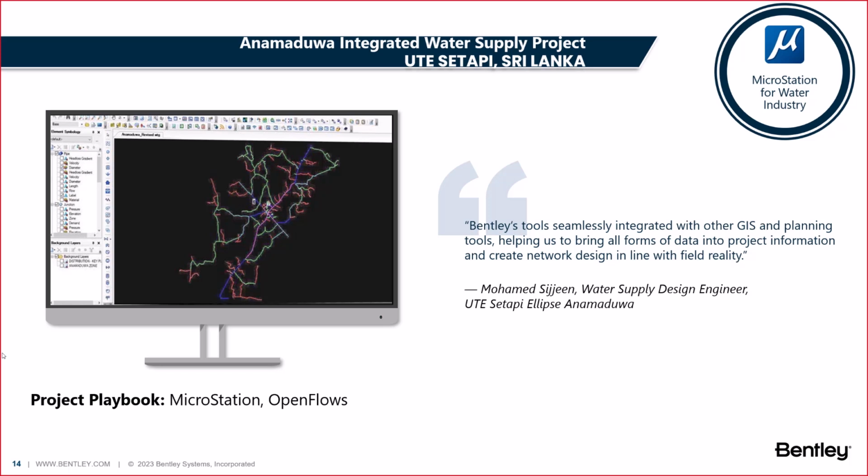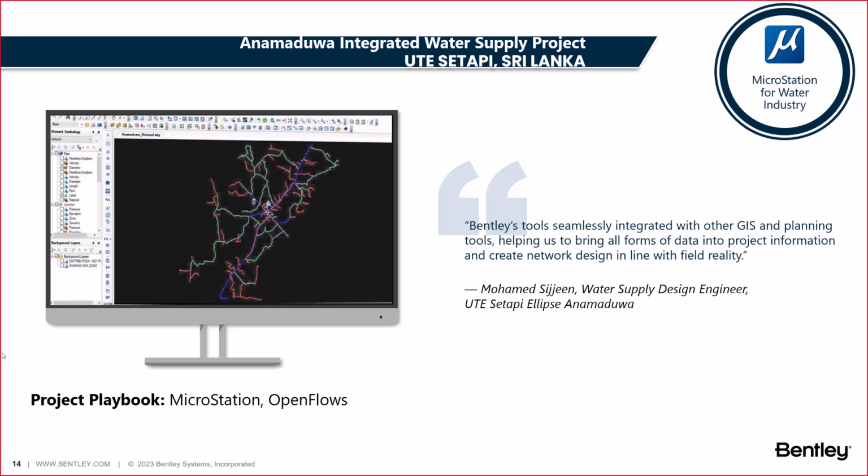This is about an integrated water supply project in Sri Lanka, and they were using the combination of MicroStation and OpenFlows. In this case, the Sri Lanka region depends on groundwater resources, so they need to take the high salinity water from the ground and process it to have drinking water, right? There were a lot of financial constraints, and the client requested separate water distribution designs to accommodate an 800 kilometer pipe covering all roads and a 325 kilometer pipe length spanning selected roads.